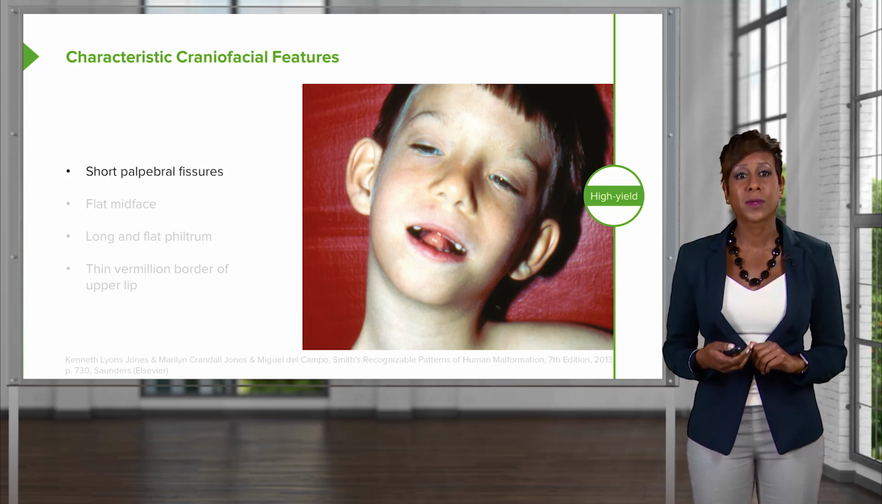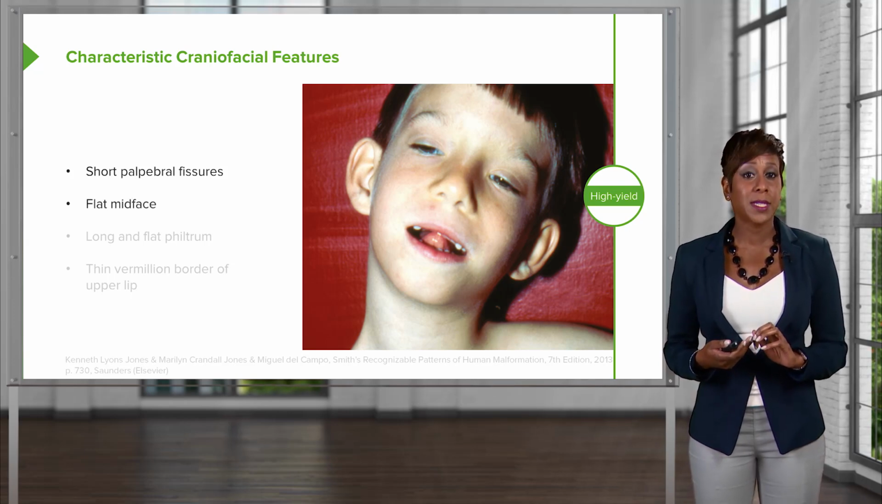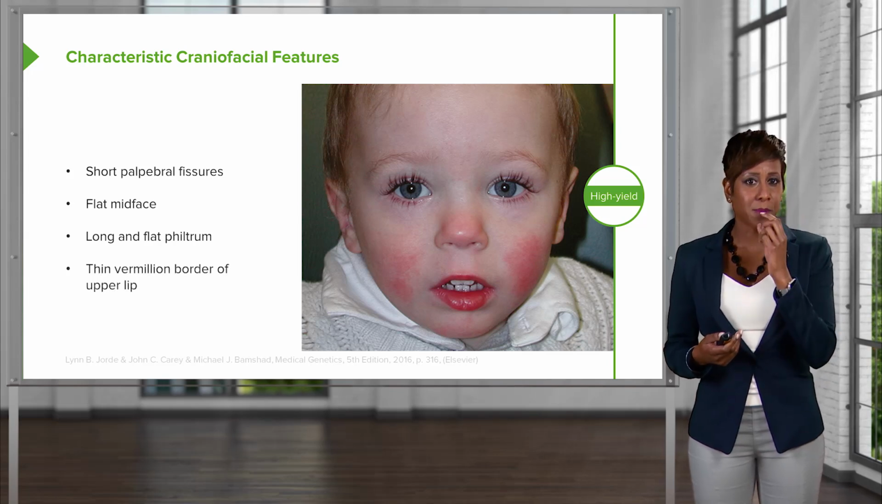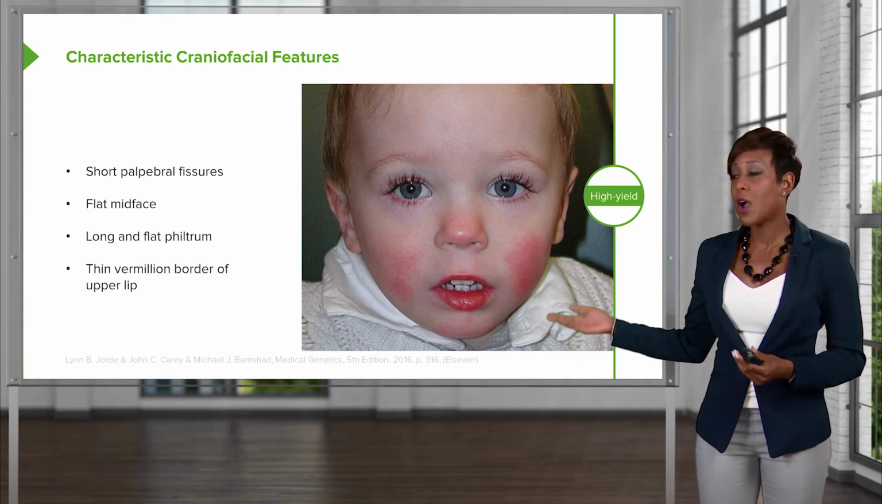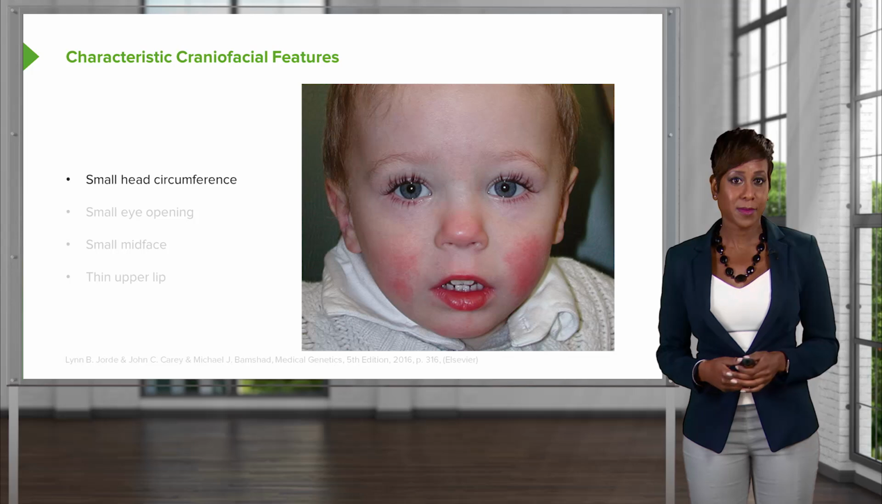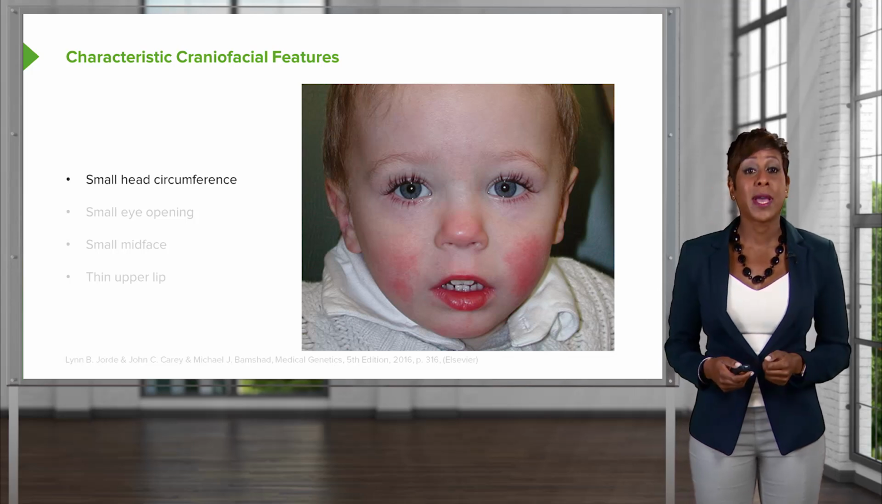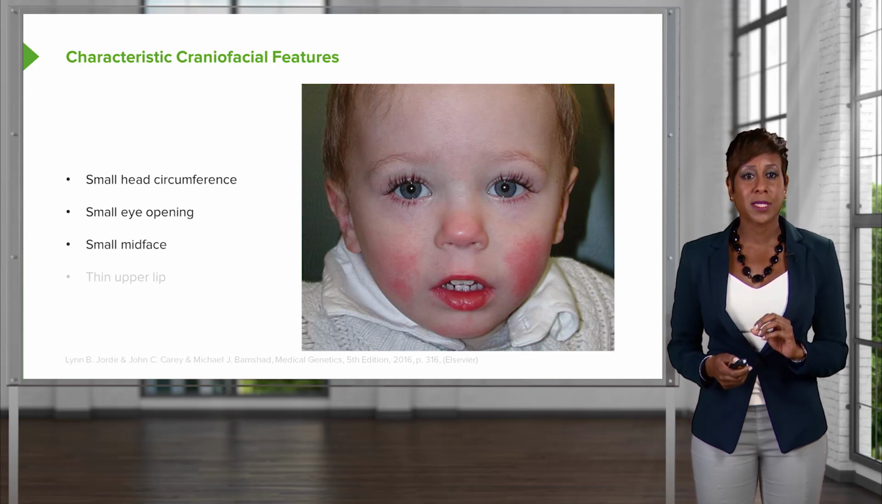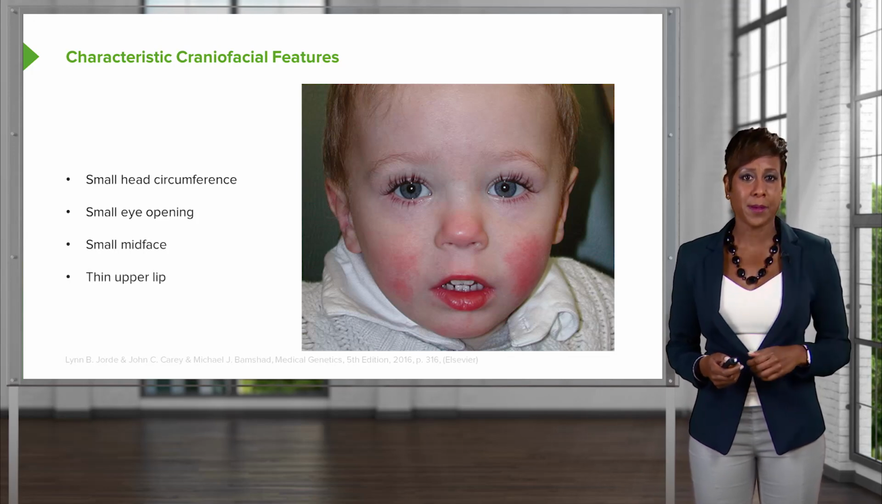These are high yield: a short palpebral fissure, flat midface, long and flat philtrum, and also a very thin vermilion border of the upper lip. You can see all of these things demonstrated here in this picture. You can also see a small head circumference, small eye opening, small midface, and again, that thin upper lip.